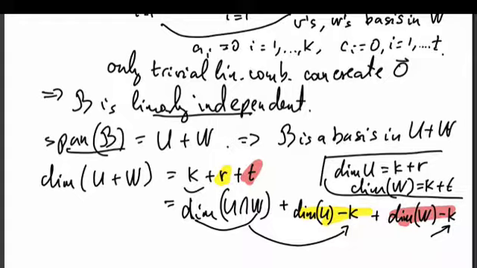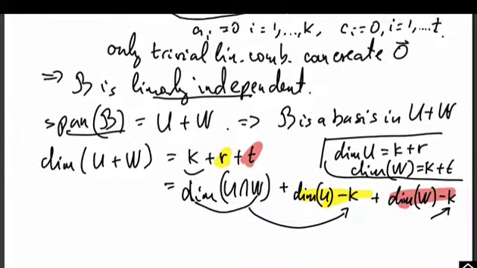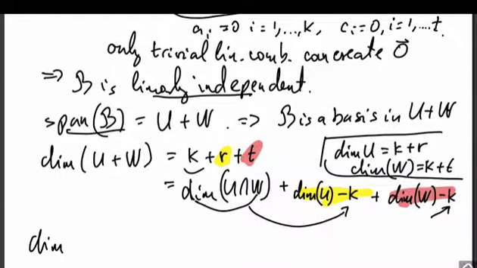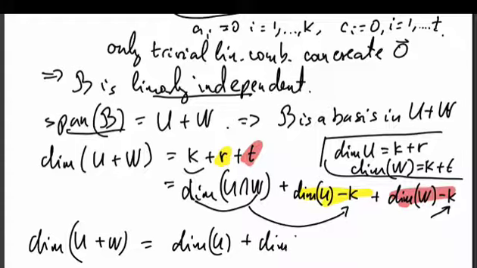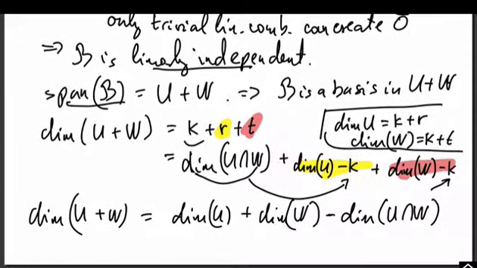So we have one positive dimension of U intersection W and then two negative. So if we write this down again, what we get is that the dimension of U plus W is the dimension of U plus the dimension of W minus the dimension of U intersection W, which was exactly the statement.